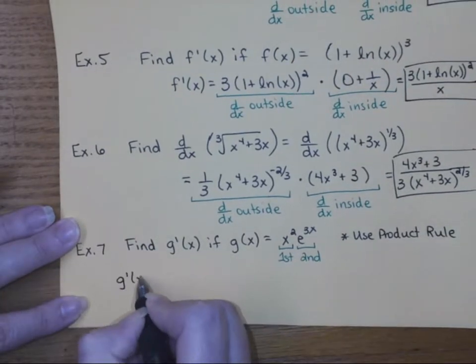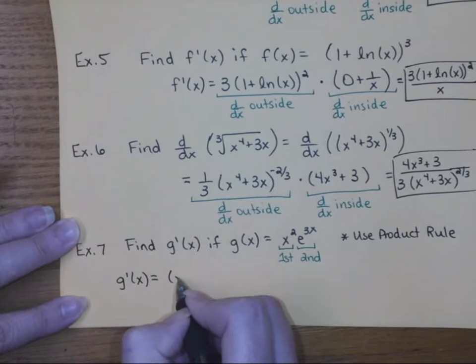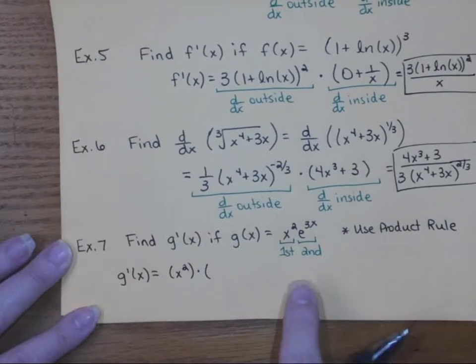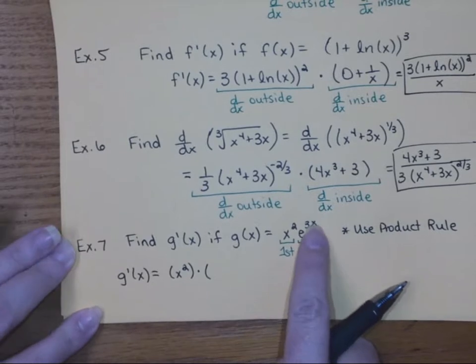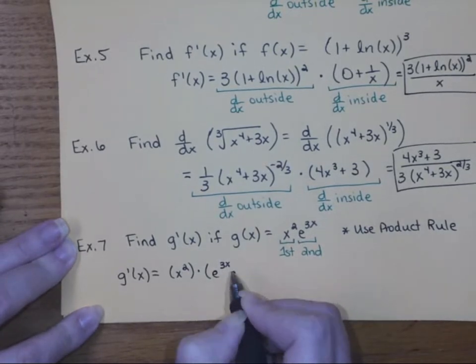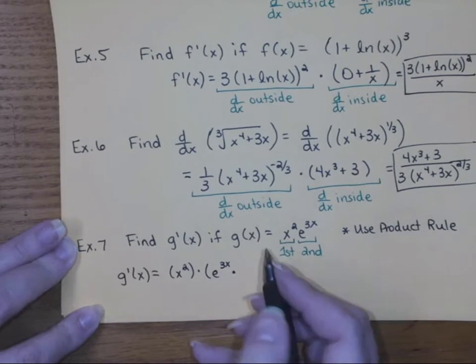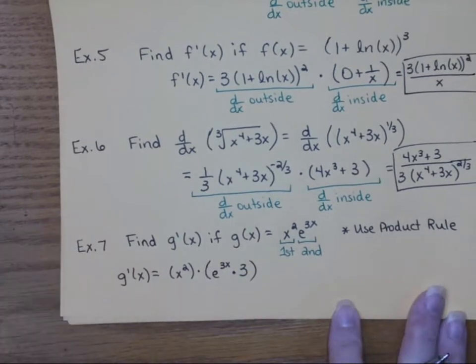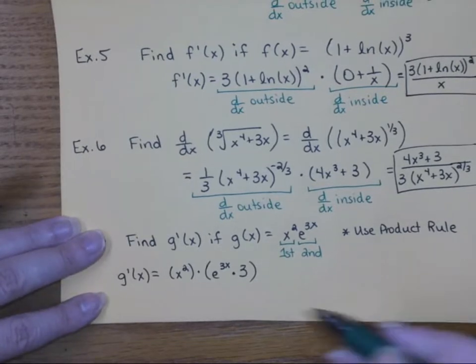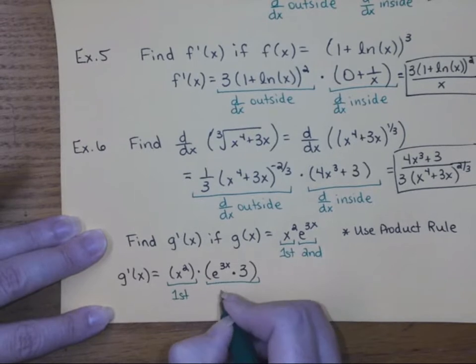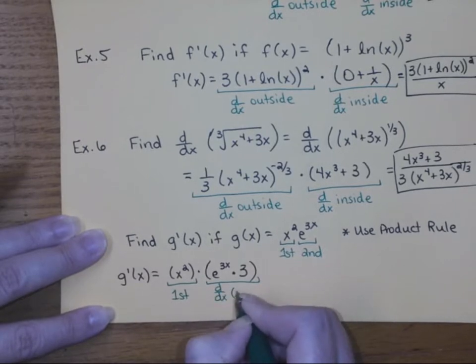So let's just remind ourselves what product rule is, right? It's first, use parentheses, times derivative of the second. So we need to be careful here. The derivative of e is going to always be itself. But then because we have something other than just e to the x, now you're going to multiply by the derivative of the exponent as well. So this is first. This is derivative of the second.